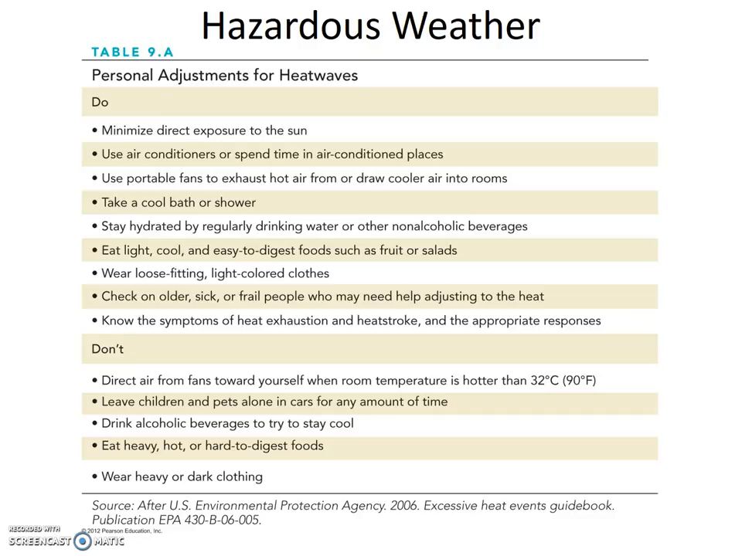This next slide lists some helpful, hopefully common sense safety tips. Take a moment to look at the table of personal adjustment for heat waves. This table is also found in your book. So, would a greasy burger barbecue with beer in the sun while wearing a tight black t-shirt and long jeans be a smart or dumb idea when it's hot and humid? Hopefully you already know that would be a dumb idea, but it happens sometimes.